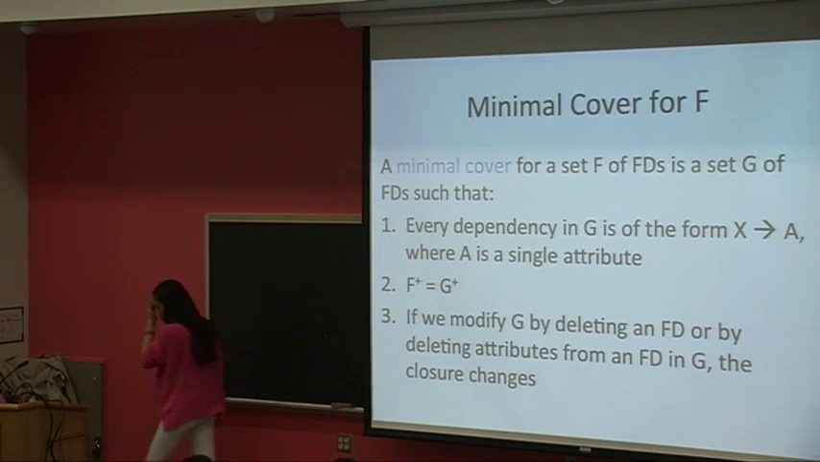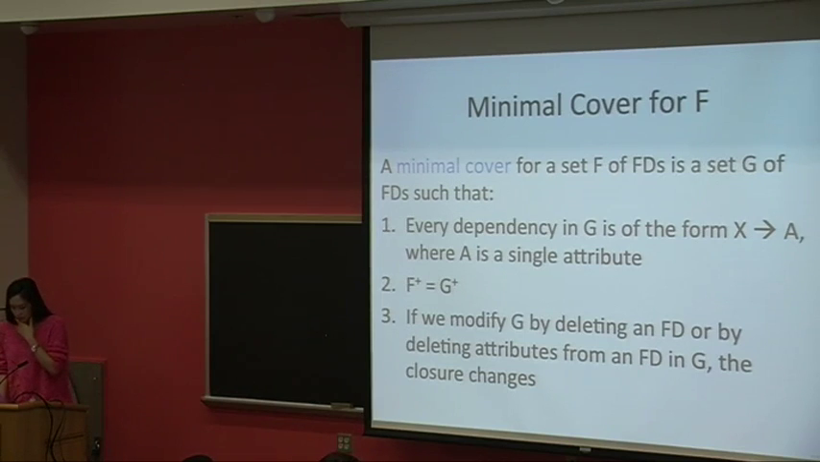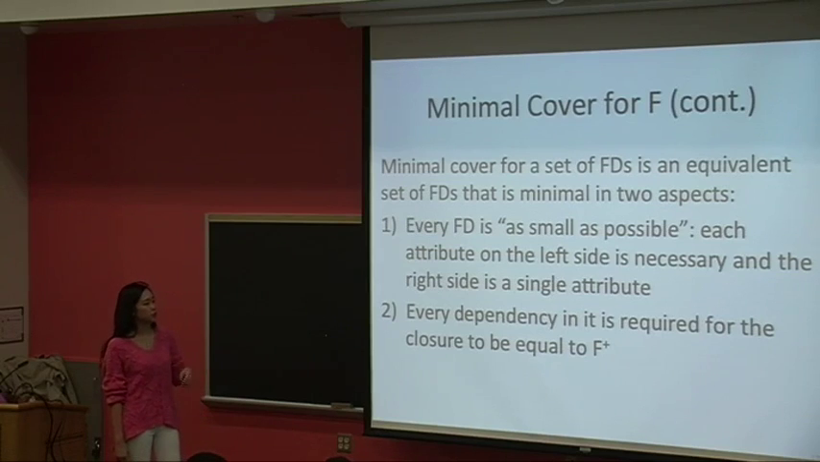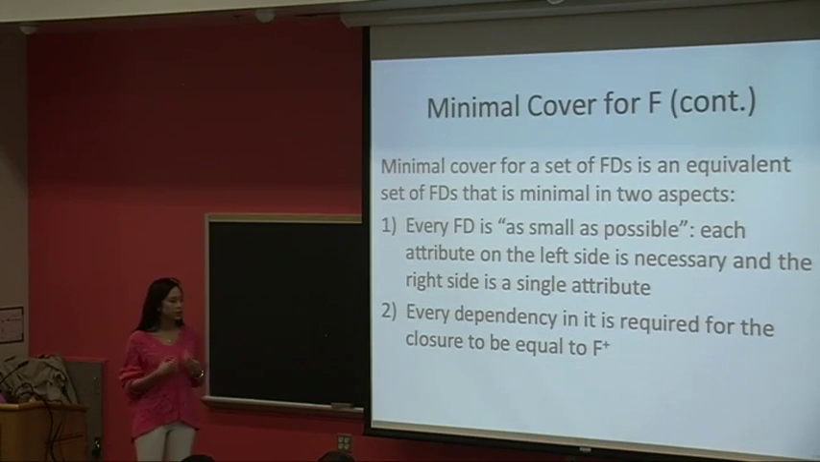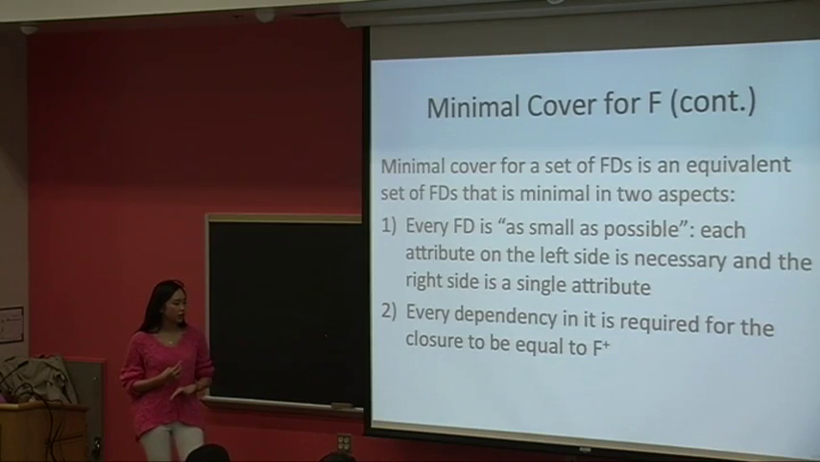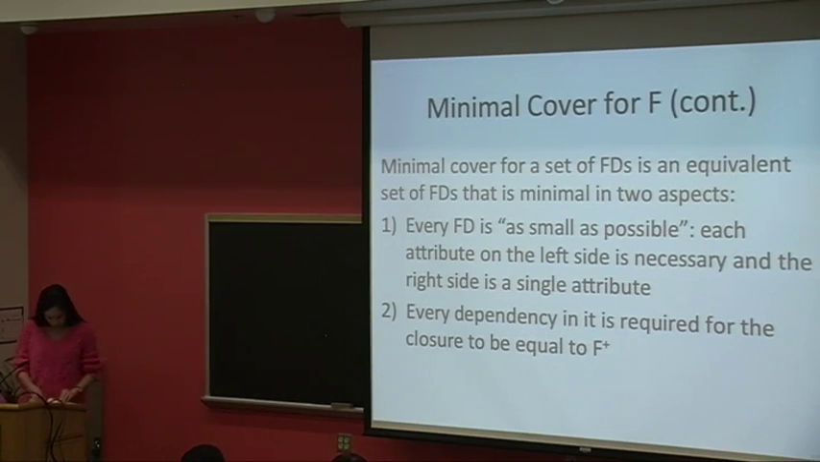You can also understand minimal cover in another way. If you want to know where this minimal comes from, we say it's minimal in two aspects. The first aspect is that every functional dependency in the minimal cover is as small as possible, in the sense that each attribute on the left side is necessary. We'll talk about what necessary means later. And the right side can only be a single attribute. The second is that every dependency in it is required for the closure to be equal to the closure of F. You might still be confused, but we can look at an example to see how it works.